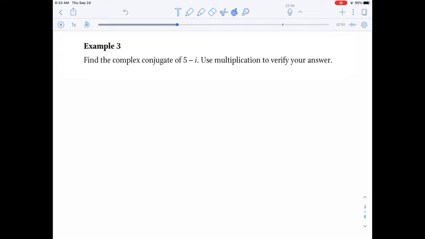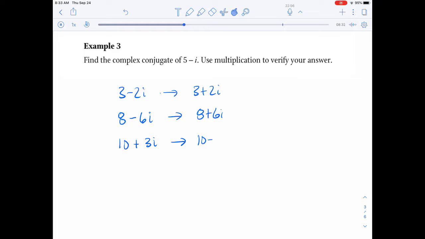Example 3. Find the complex conjugate of 5 minus i. Use multiplication to verify your answer. First, let's introduce what a complex conjugate is. The complex conjugate of 3 minus 2i would be 3 plus 2i. The complex conjugate of a real number 8 and an imaginary number of 6i would be 8 plus 6i. The complex conjugate of 10 plus 3i would be 10 minus 3i.